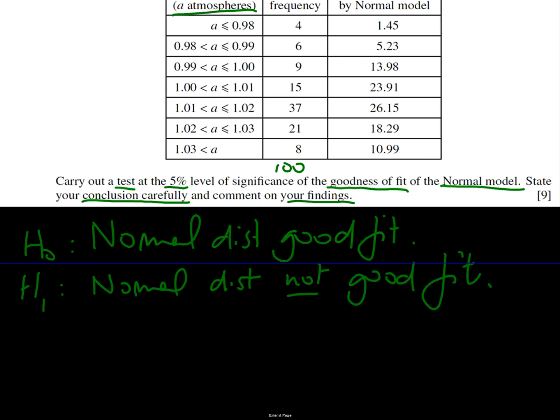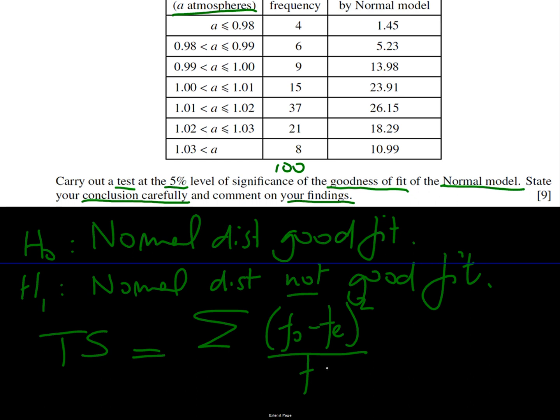Yeah, okay. And we know what our test statistic is going to be, because it's always in the same form. It's our frequency observed minus our frequency expected, all squared, over frequency expected. We do that for each class and we sum it up over all the classes. In this case we're starting with 7 classes.